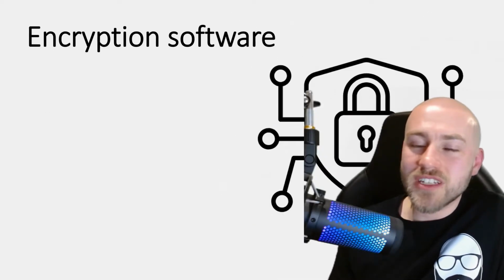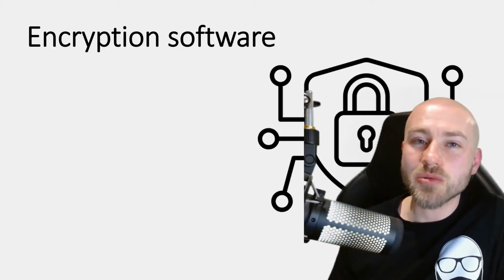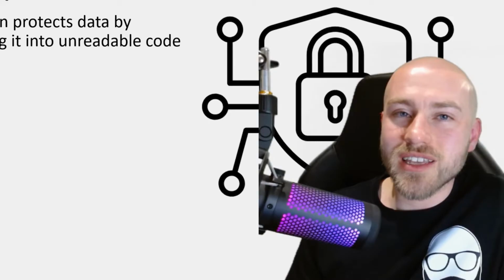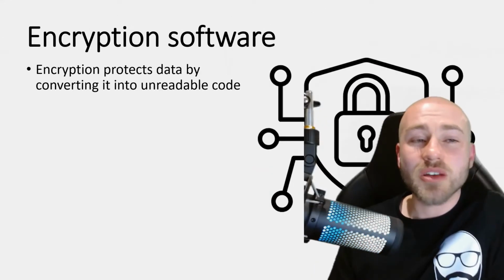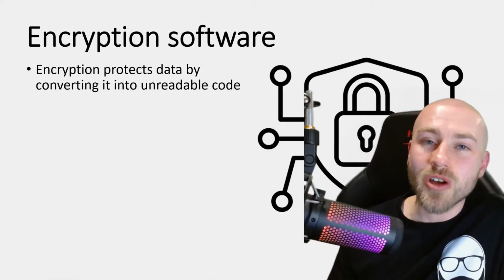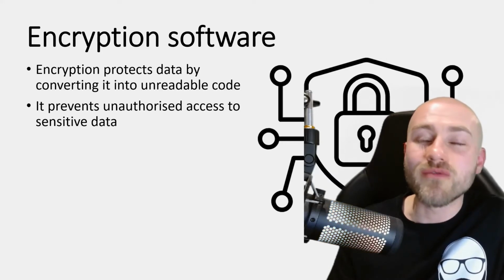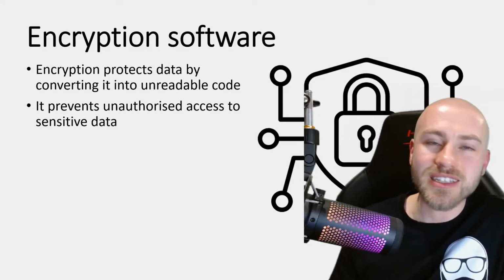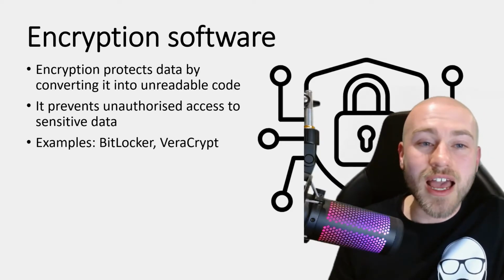Now, encryption is a feature that we've come across quite a few times, especially in the networks topic when we're sending information to other people. And it's very similar in this case, but it's just a feature of an operating system to also protect data. So encryption protects data by converting it into an unreadable code. And like before, if anybody was to intercept it or try and get it, it will prevent unauthorized access to see that sensitive data that they might be after. Common examples will include BitLocker and VeraCrypt.